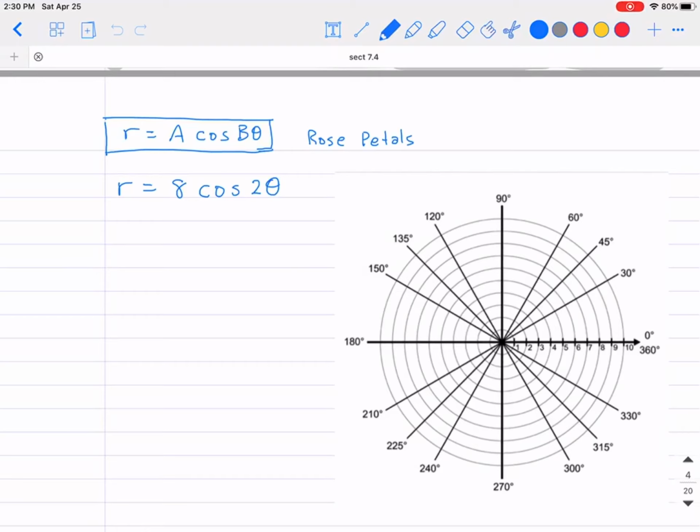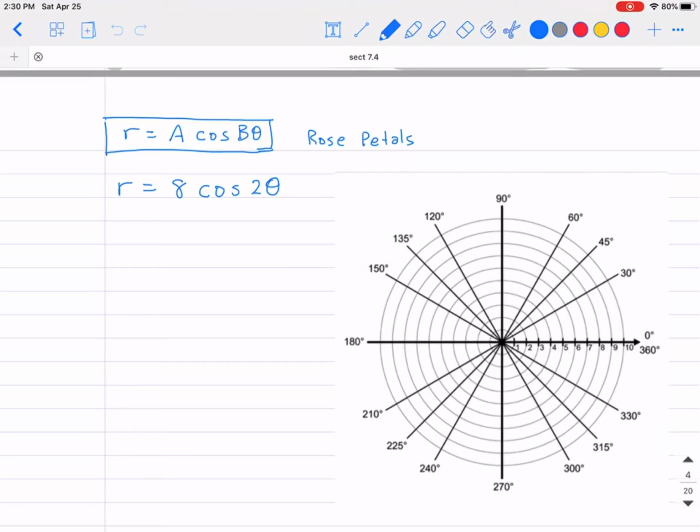Welcome back, everybody. Today we will be looking at the polar graphs of rose petals and also lemniscates. In the section previous to this, we looked at graphs of limaçons, or cardioid graphs, as we call them. For those we had a general equation, r is equal to a plus b cosine of theta, or r is equal to a plus b sine of theta.